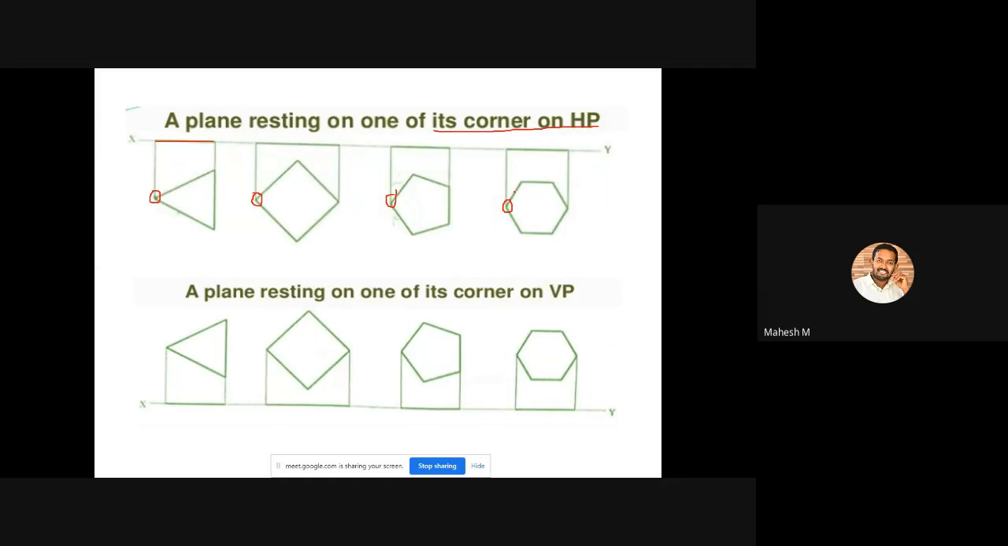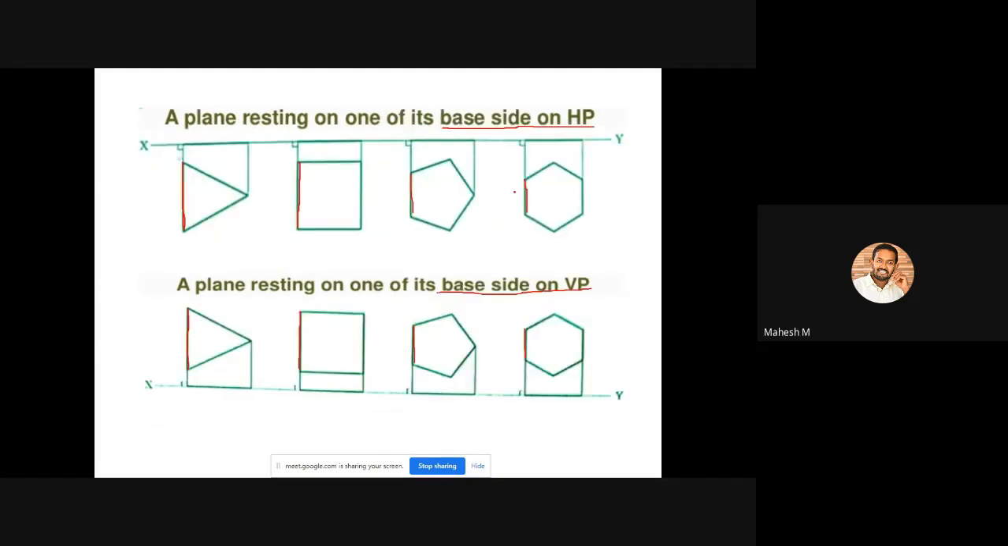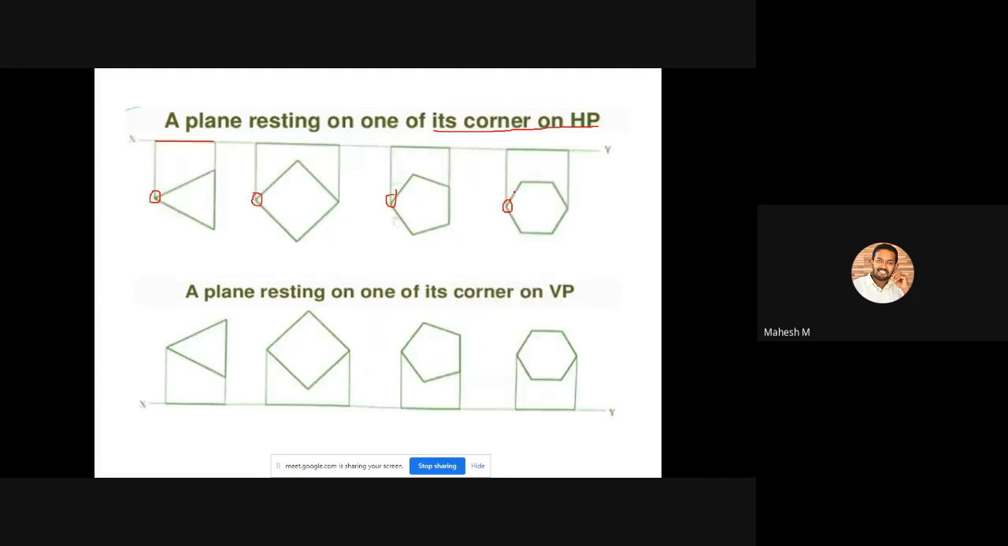So you have to remember two things: whether it is on HP or on VP, and with that, whether it is base side on HP or corner on HP. If you receive a command base side on HP, the left side should be an edge. If it is corner on HP, the left side should be a corner.